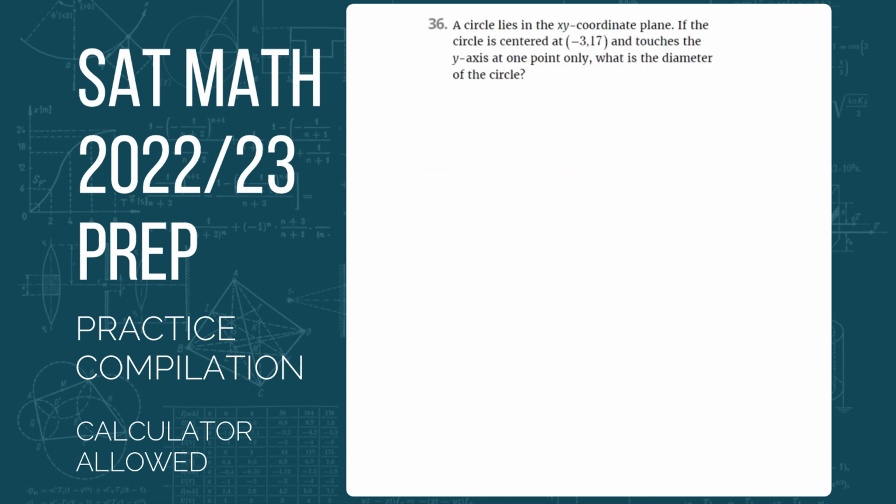A circle lies in the xy coordinate plane. If the circle is centered at negative 3 and 17, that's the center of the circle, and touches the y-axis at 1 point only, what is the diameter of the circle?